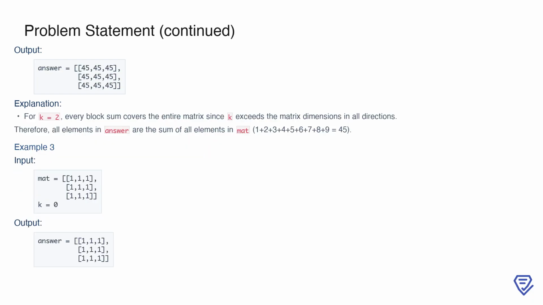In the second example, we use the same input matrix as before, but this time k is set to 2. Since the value of k is larger than or equal to the dimensions of the matrix, each block sum includes the entire matrix. The sum of all elements in mat is 1 plus 2 plus 3 plus 4 plus 5 plus 6 plus 7 plus 8 plus 9, which equals 45. This means that every element in the output matrix answer is simply 45, resulting in a uniform matrix where all values are the same. This demonstrates how the block sum behaves when the submatrix extends beyond the boundaries of mat and includes all its elements.